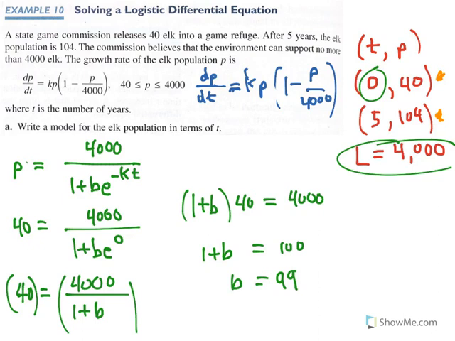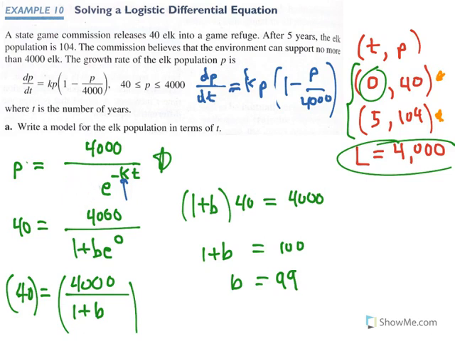So the other constant that I need to solve for from the logistic equation would be K. And once I have B and K, I will have what we call the particular solution of the logistic differential equation satisfying these two initial conditions. What we have here is the logistic equation, which is the general solution. So let's go ahead and replace the B with 99, and we will solve for K.